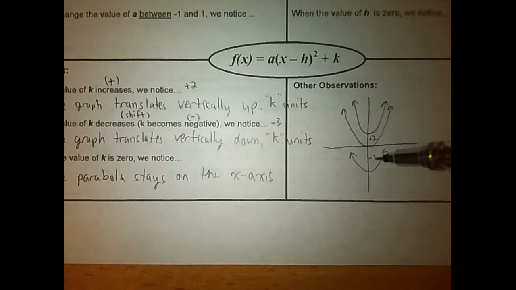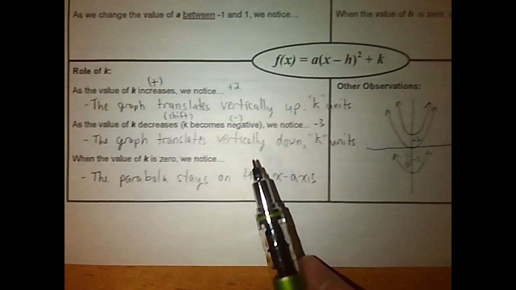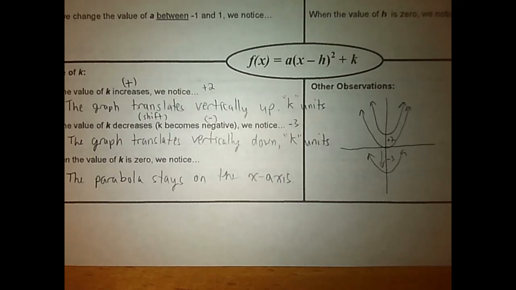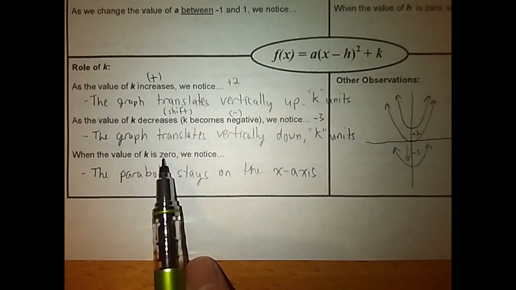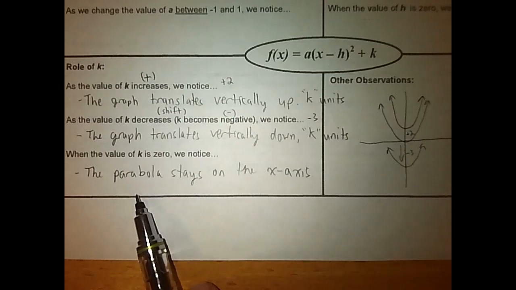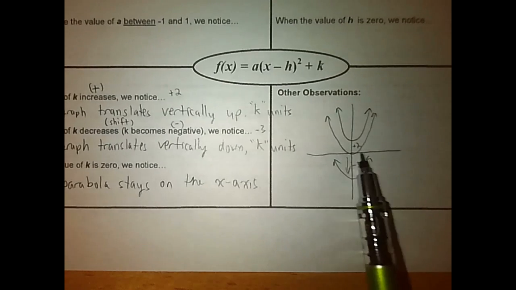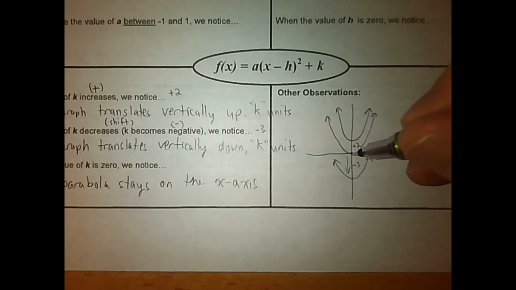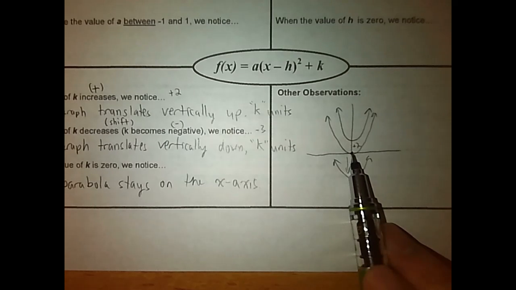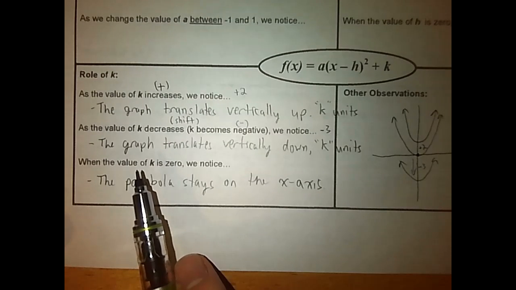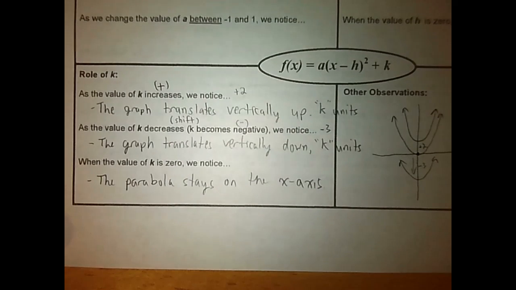So this is down 3. So the k value tells us how our graph is going to move upwards or move downwards. Now, if k is 0, meaning that there is no k value, and we saw that before in our last lesson, well, then the parabola will stay right on the x-axis, so like right on the origin here. So if k is 0, then it's just going to stay right on the x-axis. So this is how the k value can affect our graph.